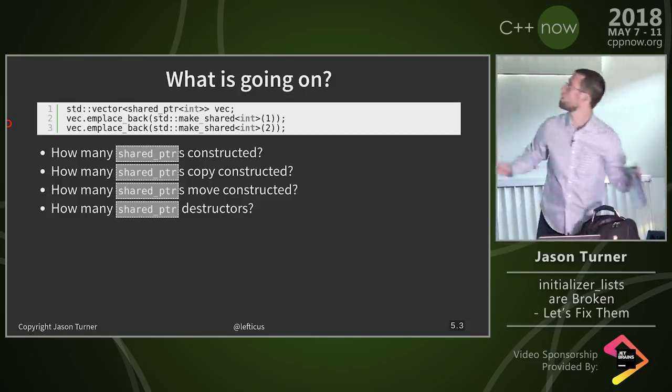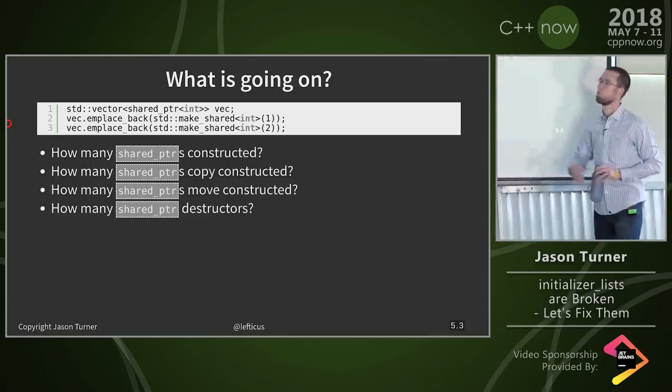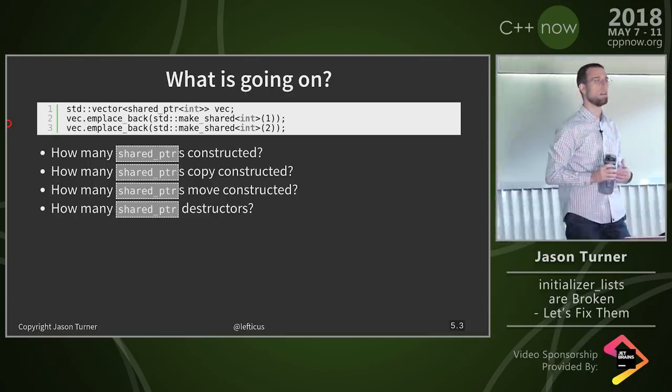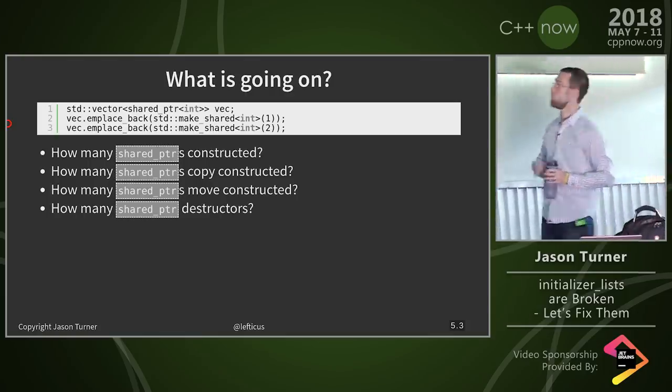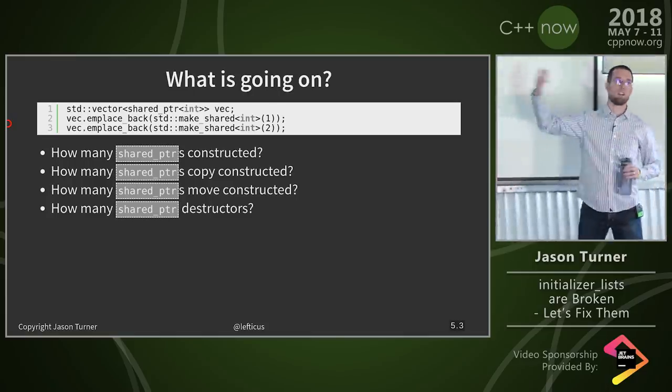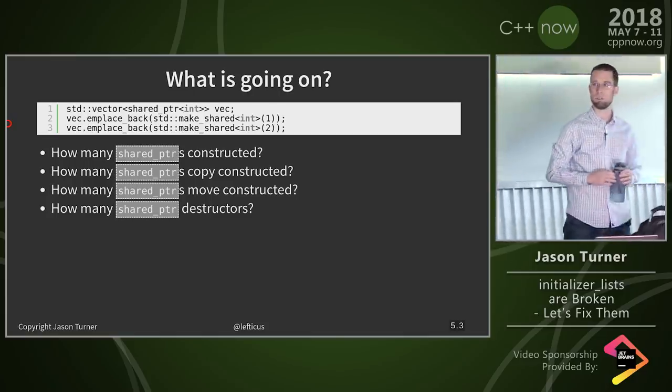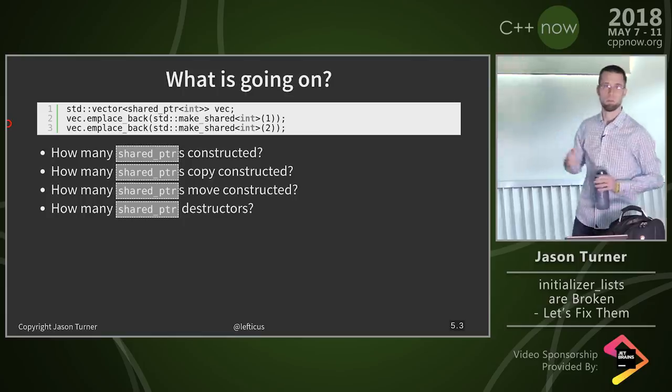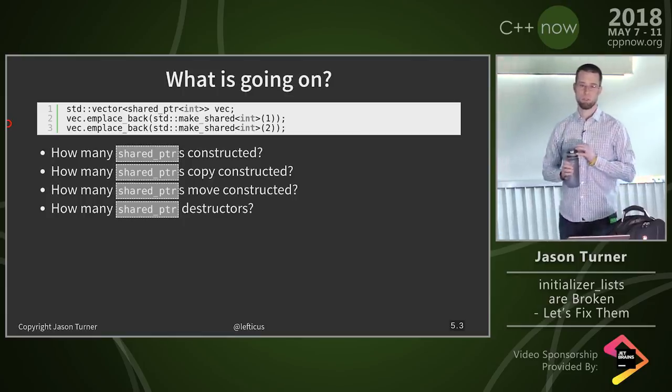By constructed here, I realized later perhaps I should have qualified this a little bit better. By constructed, I mean new shared pointers being created, not the ones that are copied or moved into. Two constructed, zero copied, two moved.